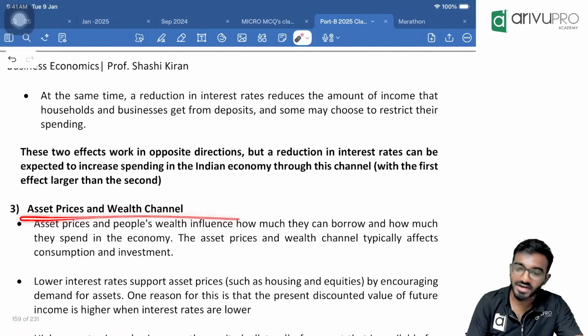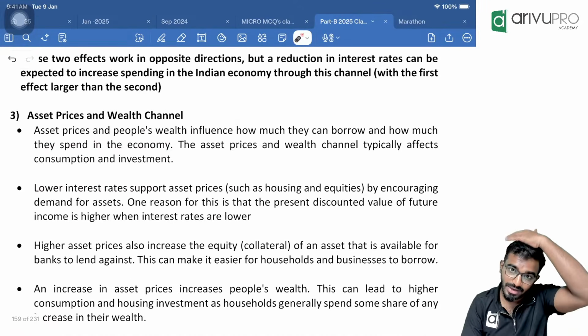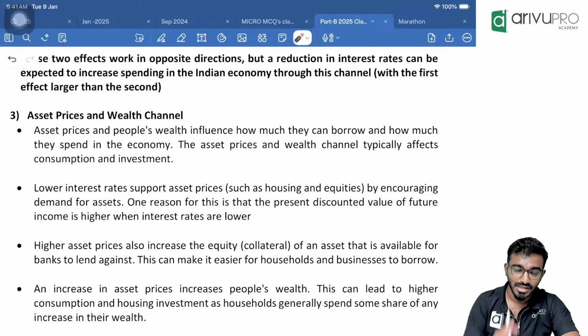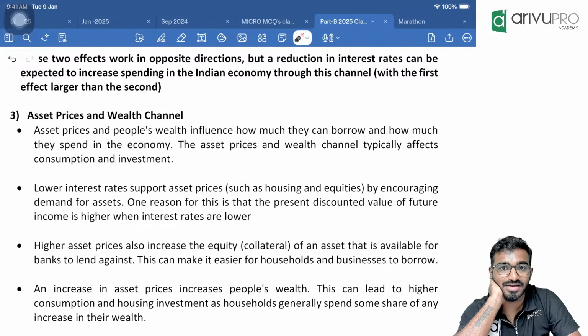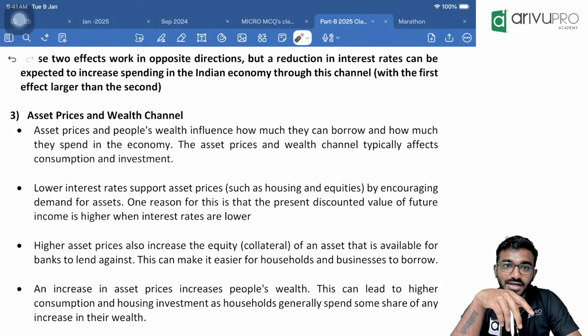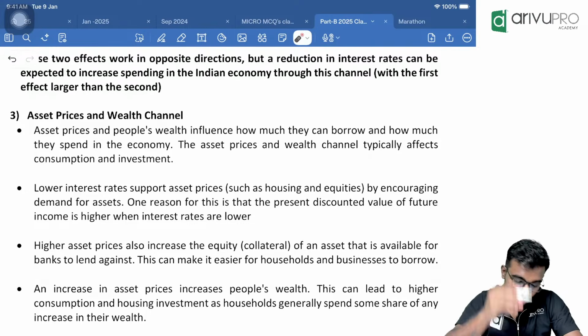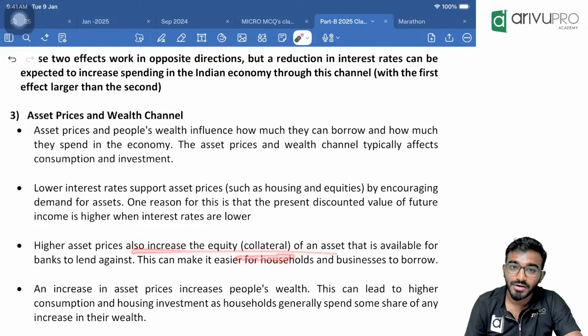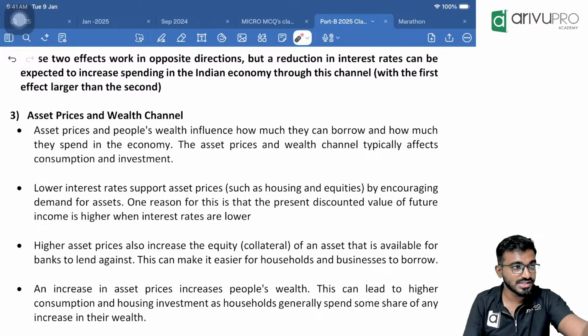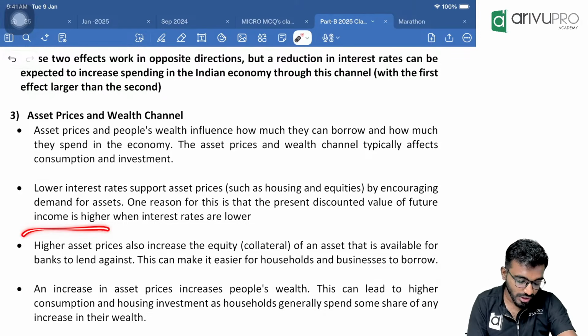And asset price channel. When the asset prices are increasing day by day, people's wealth will also increase. Suppose I bought one property, I bought a land in 2022. Today in 2026, its value is 1 crore. When I bought, it was just 20 lakh. Wow, nice. Now I will take the document as a collateral. I will go pledge that and I will borrow more loan. The more the asset value, the people's income is going to increase and their lifestyle is also going to increase. You can use that same document as a collateral to borrow more and more loan.